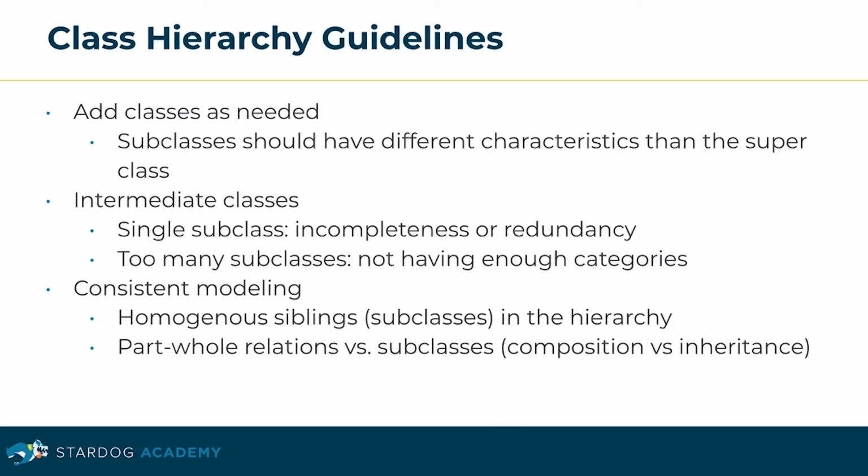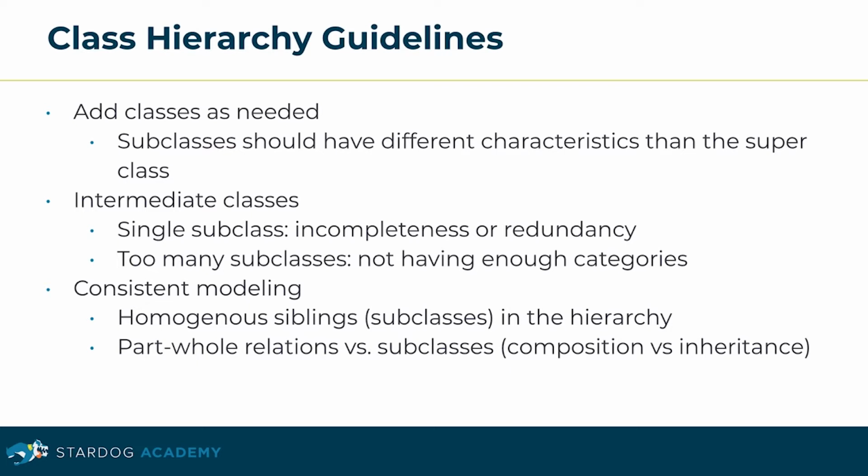To give some hierarchy guidelines with regards to class hierarchy creation, we should add classes as needed. Subclasses should have different characteristics than the superclass. With regards to intermediate classes, a single subclass denotes either incompleteness or redundancy, while too many subclasses denote that we might not have enough categories defined.